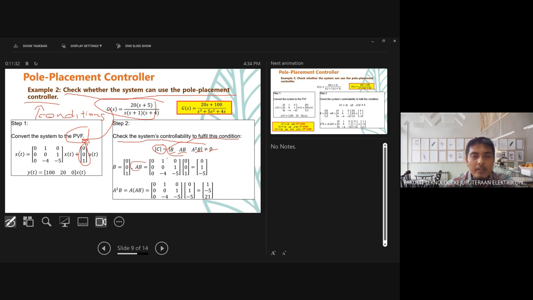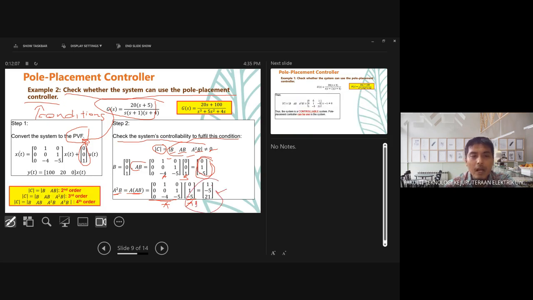AB means that matrix A needs to be multiplied with matrix B. So this is the answer AB. And then you need to calculate A squared B. A squared B is actually matrix A multiplied with the matrix AB. This is matrix A, and this is the result of AB. So this is the answer. Here I just give you a brief. However, next week I will go detail by detail.